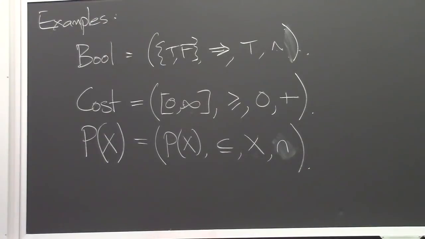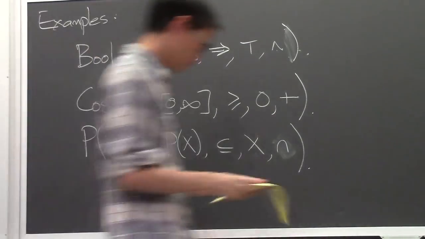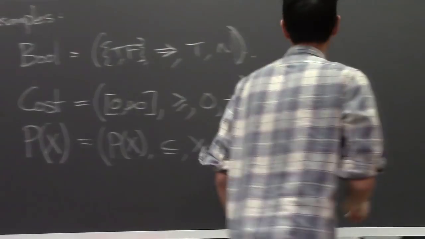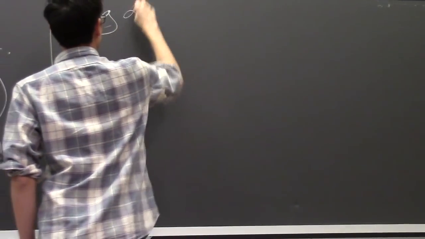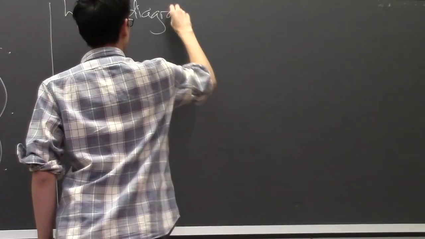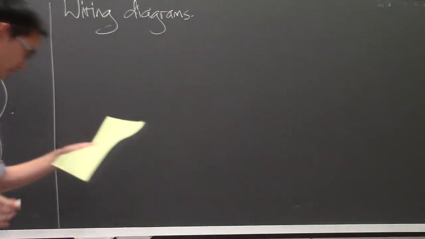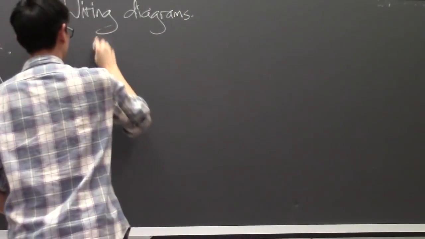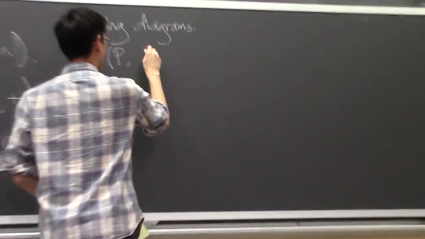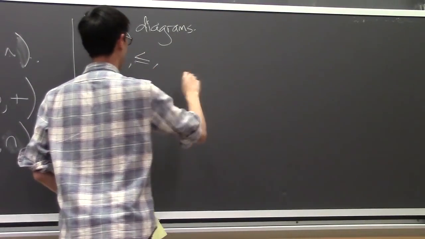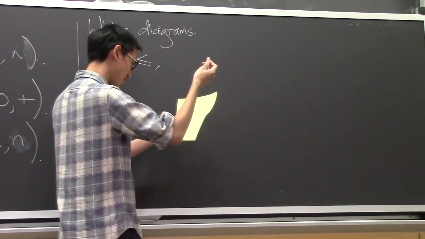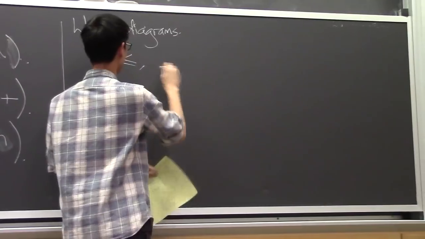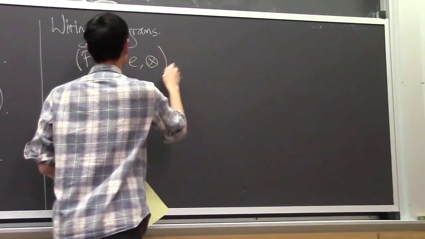Okay, so to review a few more things, we also saw wiring diagrams. So what does this mean? Here we have our preordered monoid. Wait, monoidal preorder, same thing, using this notation.